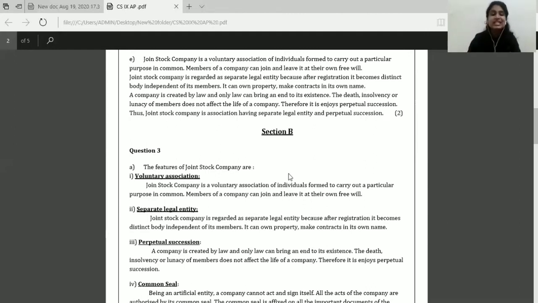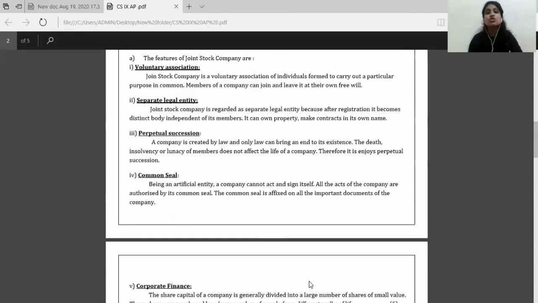Do not directly start with voluntary association, separate legal entity. Write the statement first and then systematically number your features, create head points, underline them beautifully, and write suitable explanations, right? So we've taken five, since it's a 5-mark question, you have to write 5 points, 5 header points, and 5 suitable explanations to those. So we've taken 5 easy ones.